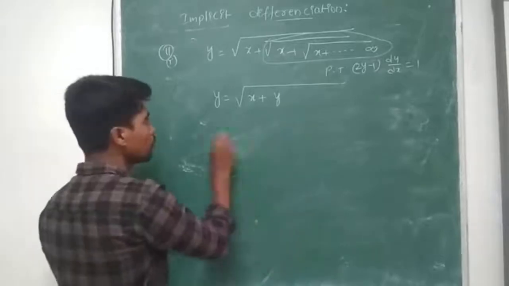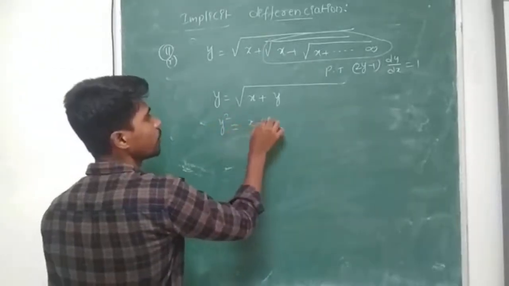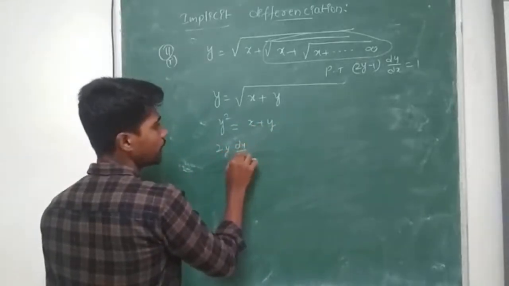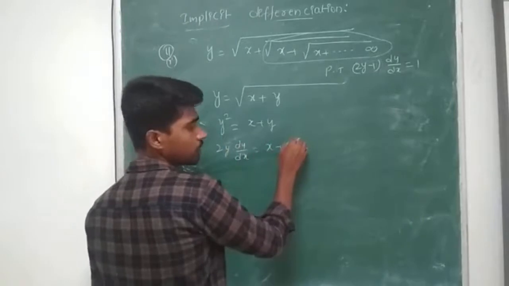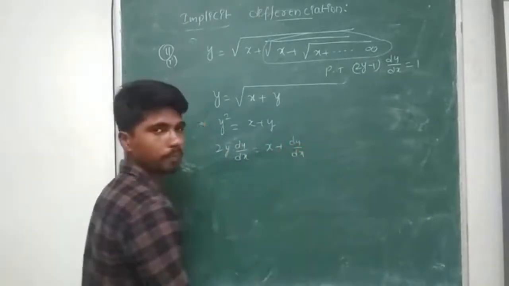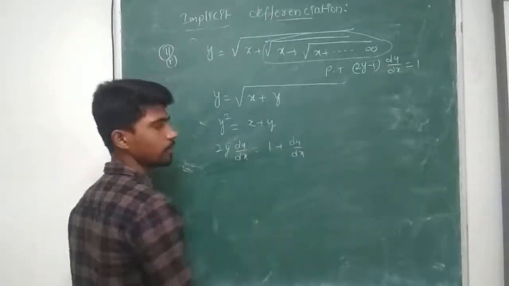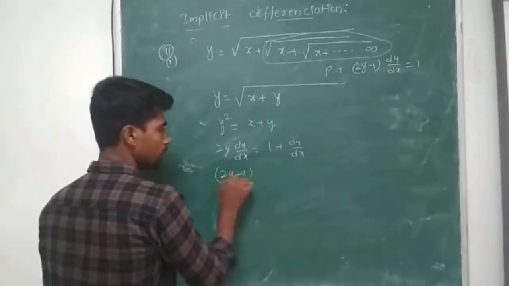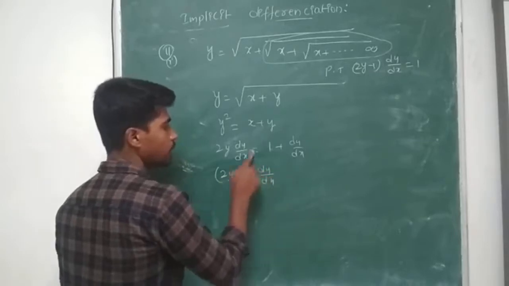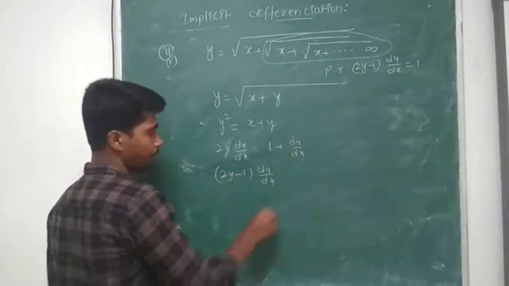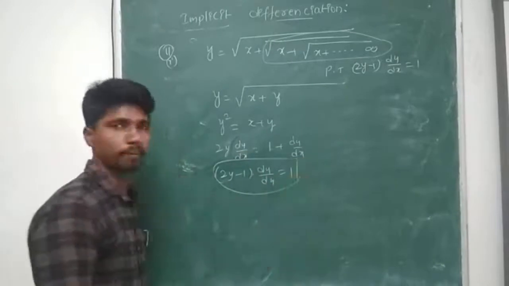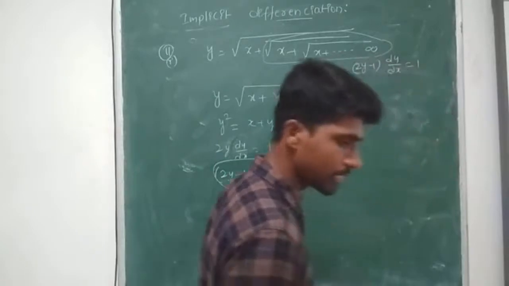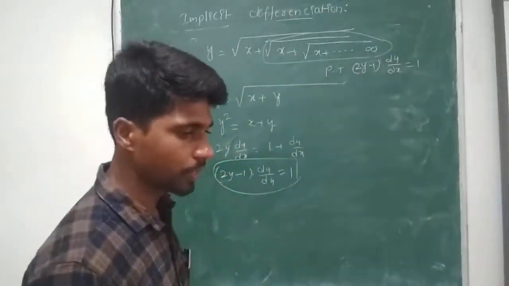Now take the squaring on both sides. So we get y square is equal to x plus y. Take differentiation. 2y into dy by dx is equal to 1 plus dy by dx. Sorry, derivative of x is 1. Now left side, we take 2y minus 1 into dy by dx, I took dy by dx common, which is equal to 1. Similarly, they have given in terms of tan and sine. So we shall do the problem which is mentioned in terms of tan.